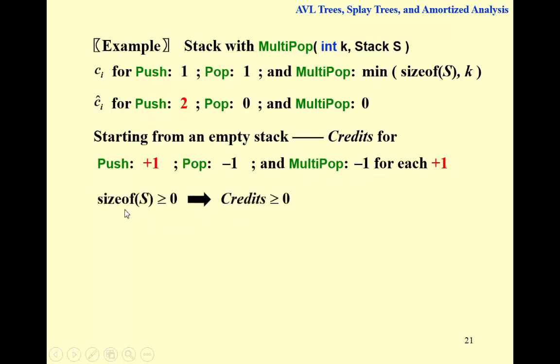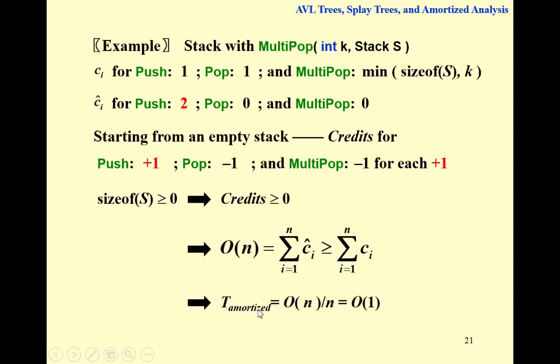What do we get at the end? Since the size of the stack is never a negative number, the total sum of the credits is never a negative number. It's greater than or equal to 0. And therefore, when we sum up the amortized costs and the actual costs, since amortized cost is the actual cost plus the credit, and the total credit is never a negative number, the total amortized cost is bigger than or equal to the actual cost. And when we sum up all the amortized costs, it's a simple calculation to see that each is either 2 or 0, and when we sum them up, it's big O of n. And therefore, we have just proven that the amortized cost for each operation is a constant.